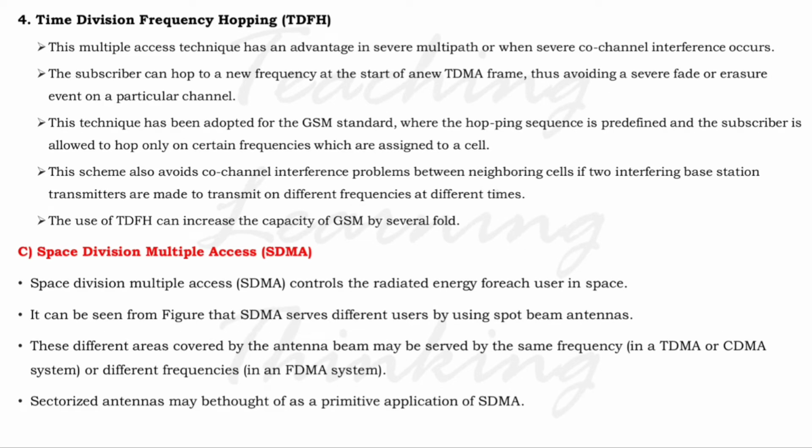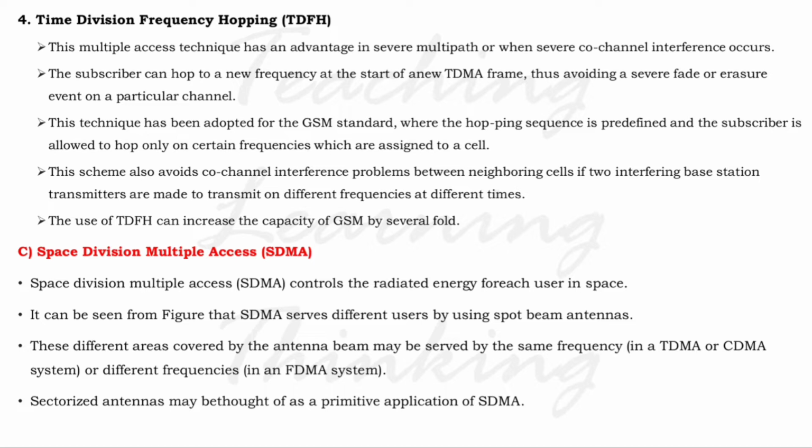The next one is time division frequency hopping, TDFH. This multiple access technique has an advantage in severe multipath, or where severe co-channel interference occurs. The subscriber can hop to a new frequency at the start of a new TDMA frame, thus avoiding a severe fade or erasure event on a particular channel. The technique has been adopted for the GSM standard, where the hopping sequence is predefined and the subscriber is allowed to hop only on certain frequencies which are assigned to a cell.